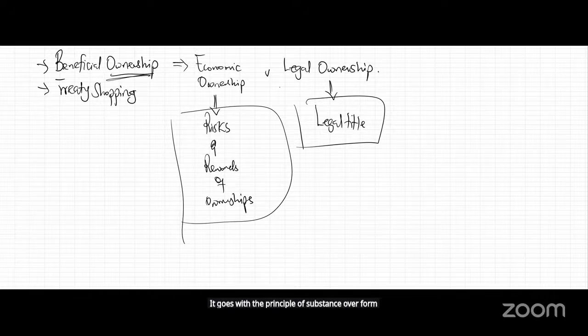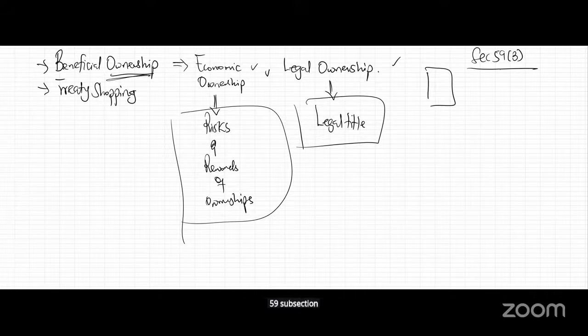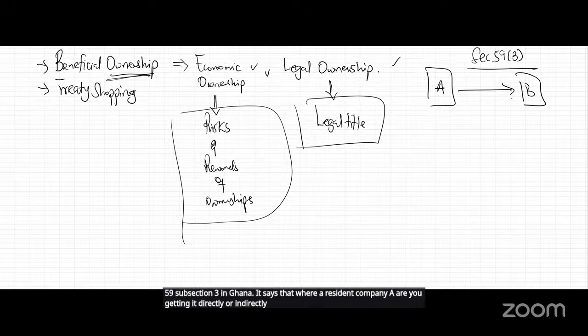So we consider the commercial substance over the legal form. Do you get the whole idea? So there are various scenarios that help identify beneficial owners. Let's go to section 59, subsection 3 in Ghana. It says that where a resident company A, directly or indirectly, owns at least 25% of the shares of another company B, right?